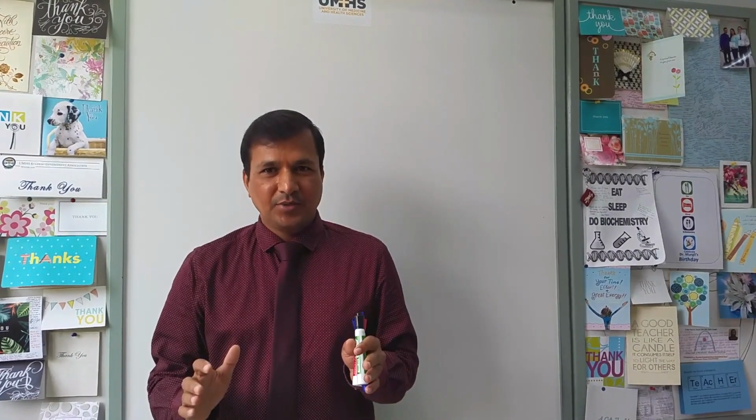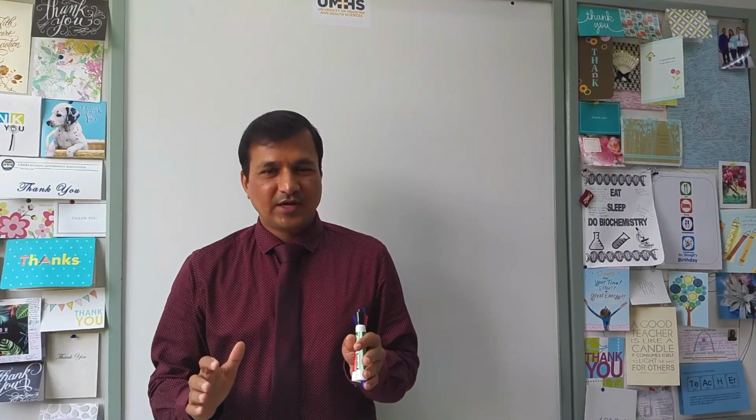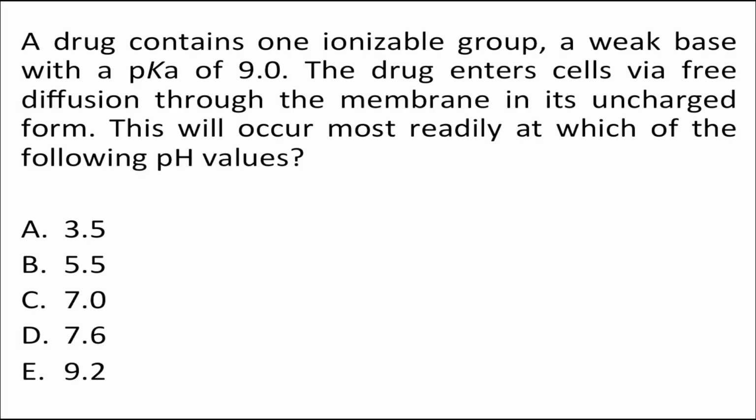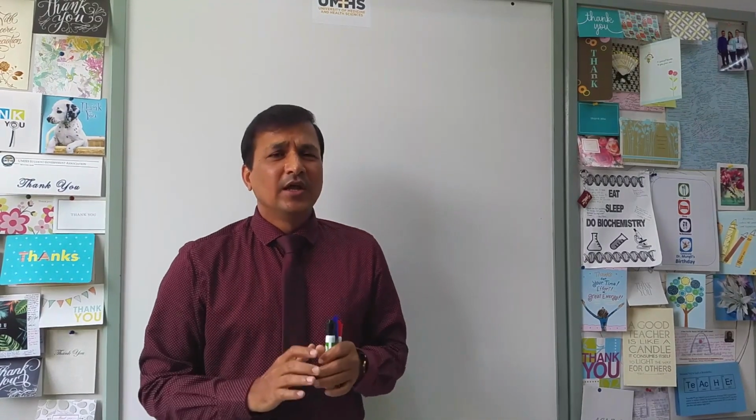Now the options given are: option A, pH 3.5; option B, 5.5; option C, 7; option D, 7.6; option E, 9.2. And here is the question that I have just read out. Now let me explain what the answer for this question is.